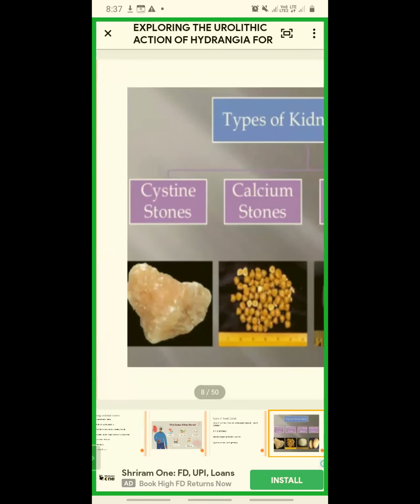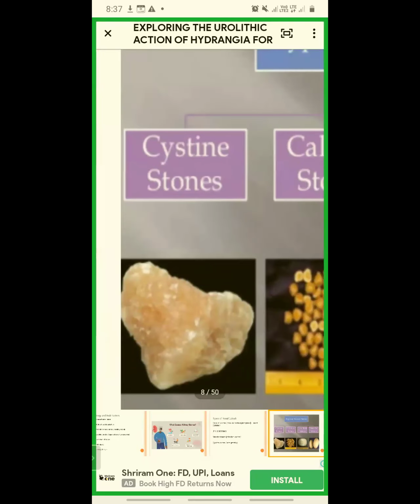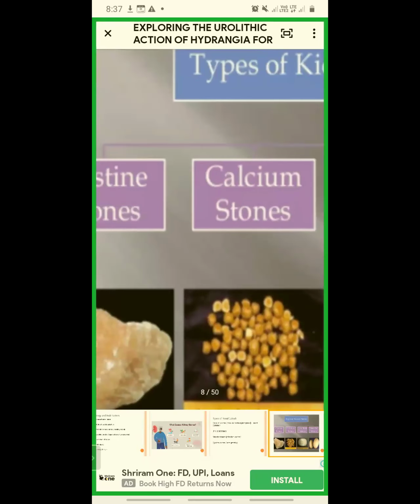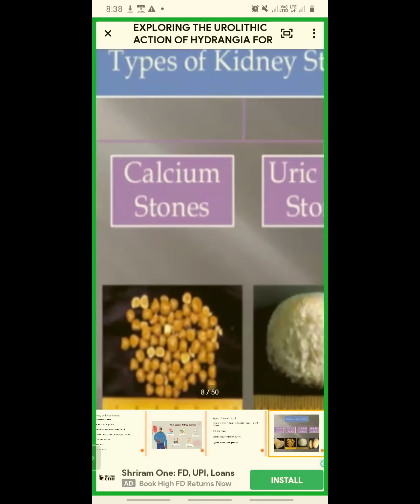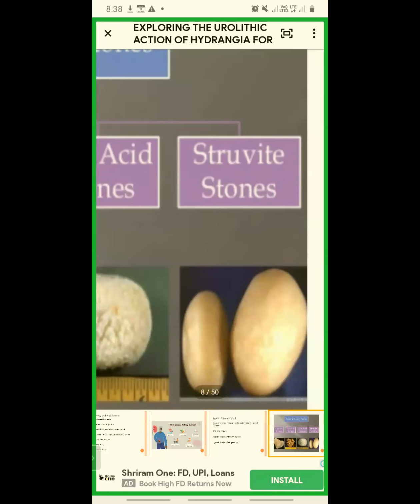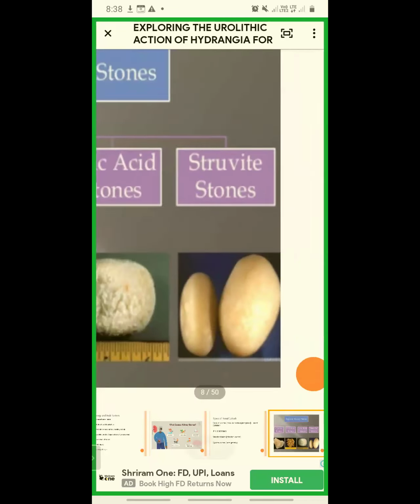So this is the picture of the cystine stone, and this is the picture of the calcium stone, and this is the picture of the uric acid stone, and this is the picture of the struvite stone.